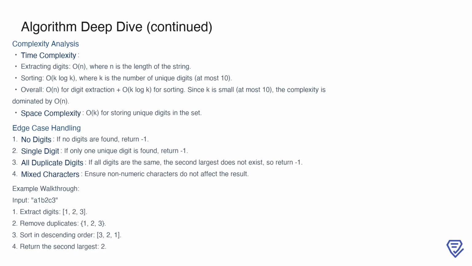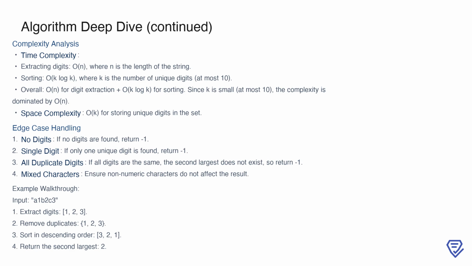Analyzing the complexity of this algorithm, we see that extracting digits from the string has a time complexity of O(n), where n is the length of the string. Sorting the unique digits has a complexity of O(k log k), where k is the number of unique digits, which is at most 10 since digits range from 0 to 9. This makes the overall time complexity O(n), as the sorting step is dominated by the linear traversal of the string. For space complexity, we require O(k) to store the unique digits in a set.